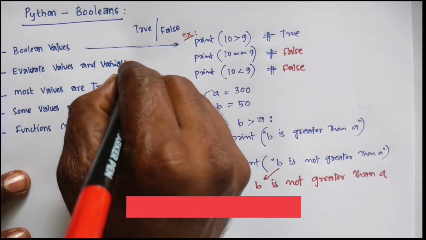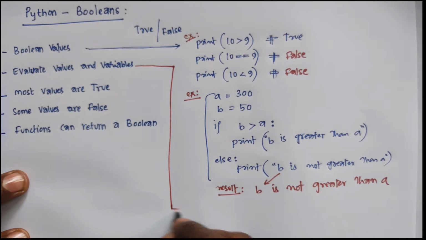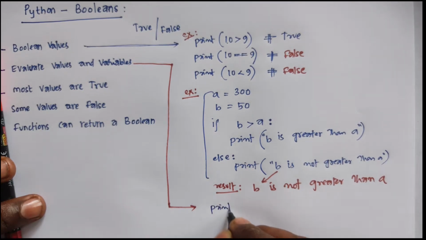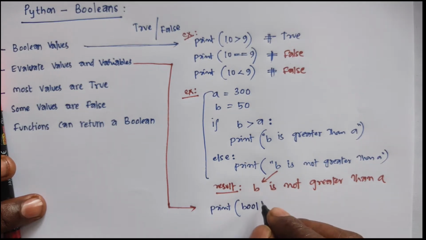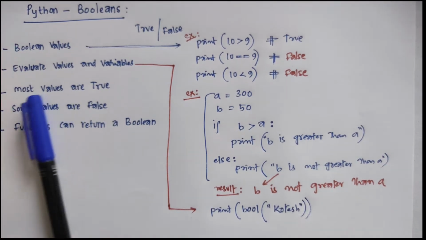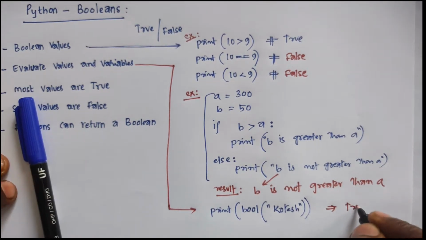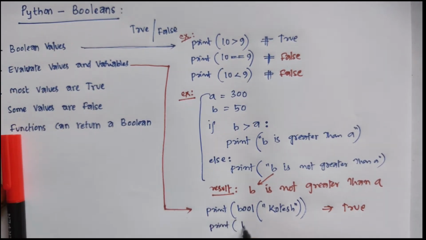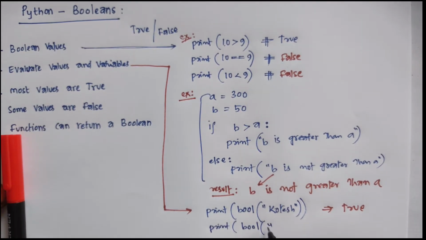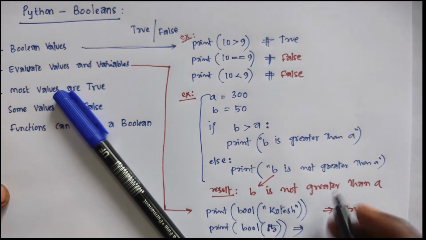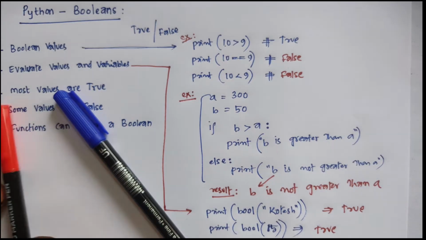Next one is evaluating values and variables. For example, you write print(bool(...)), the Boolean function, we prefer bool, with a name in quotation marks. Then you will get the result true. Similarly, if you take the number 15, you can evaluate both integers as well as strings.